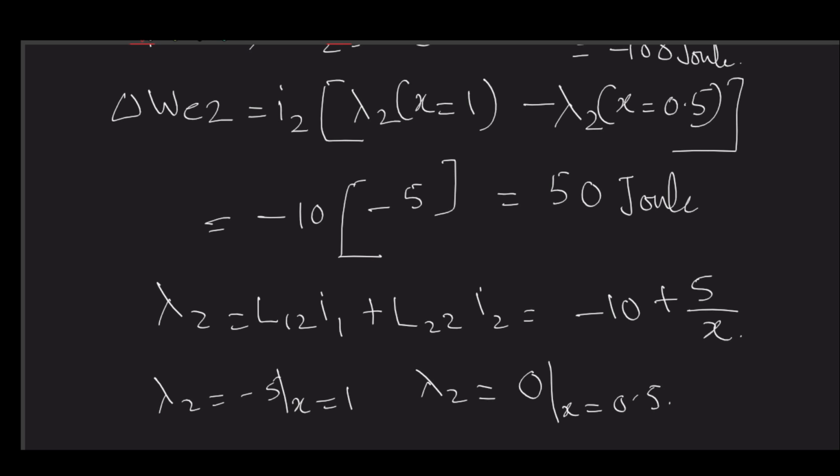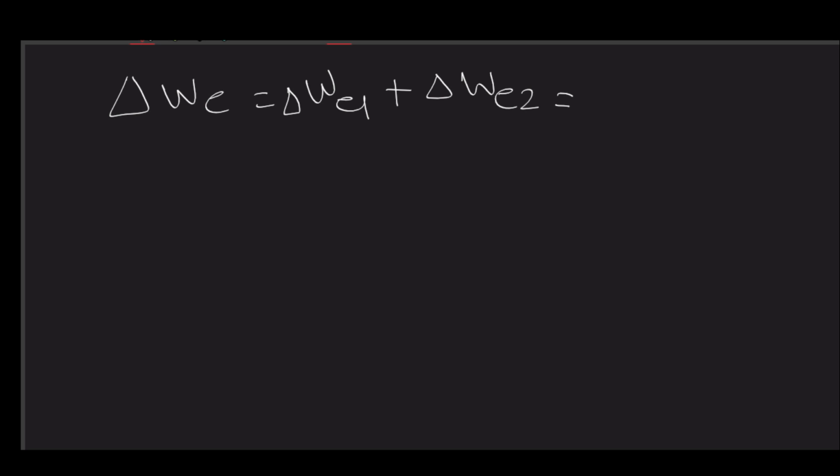So the total electrical energy is how much? That is delta WE equals delta WE1 plus delta WE2, that is minus 100 plus 50, which is equal to minus 50 joule.